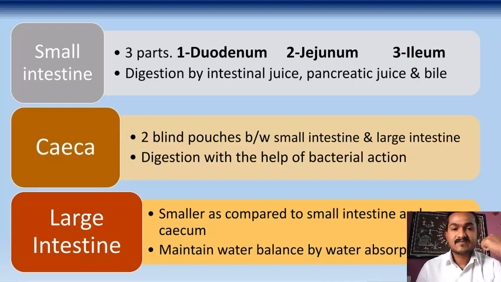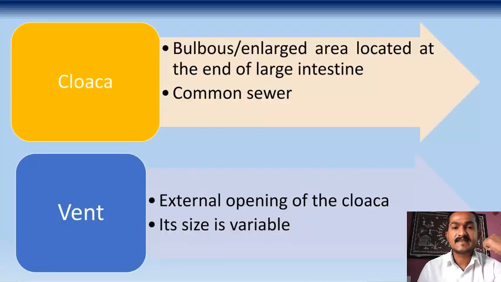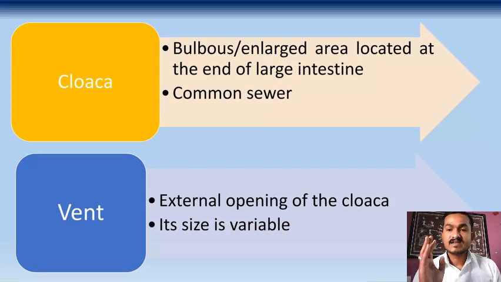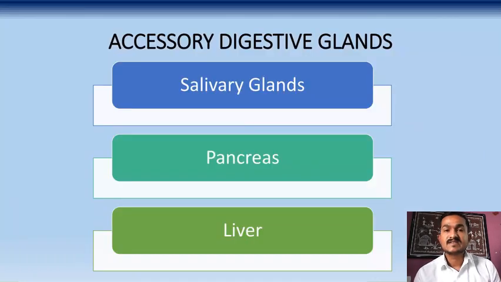Understand? So next, this undigested food passes into the cloacal region. It's commonly known as a bulbous enlarged area located at the end of the large intestine, and it's a common chamber. Understand? Its only purpose is to store the undigested food material. What's the main function? It only stores the undigested food material. Then this undigested food material passes into the vent region, the external opening of the cloaca, and its size is variable. Understand? It depends upon the birds. These vents vary depending upon the bird's size, and their main function is to remove the fecal material through this opening. It's commonly known as the anus, and in birds it's known as the vent. Understand?